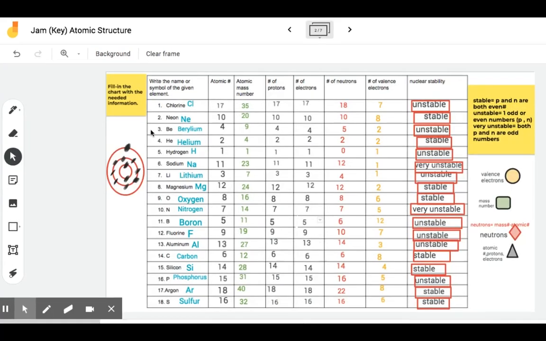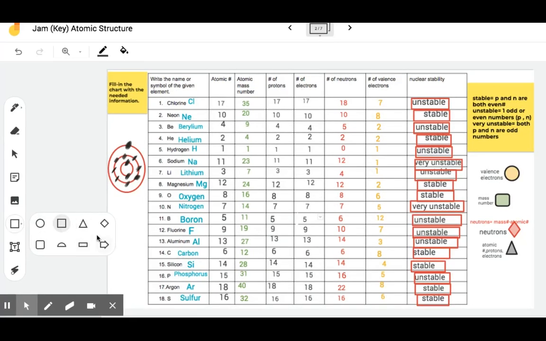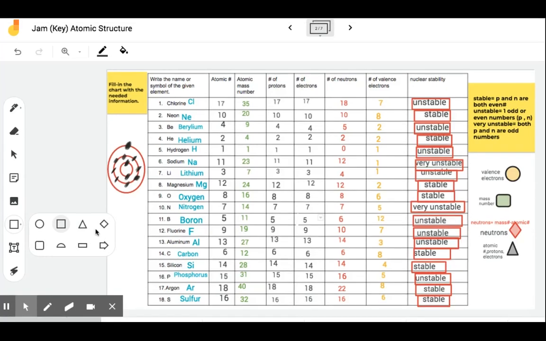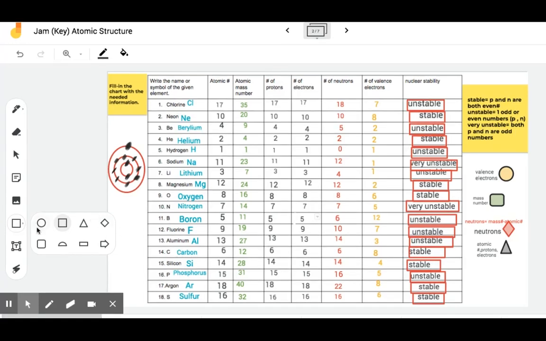The second activity that we jammed was filling in the information for these elements: atomic number, mass number, number of protons, electrons, neutrons, valence electrons, and nuclear stability. There are lots of shapes here that I use to color code the information in the chart so it's easier for you to figure out what I am referring to.